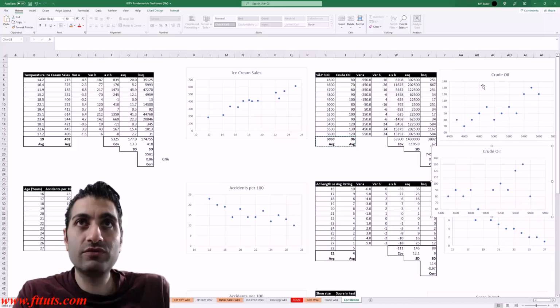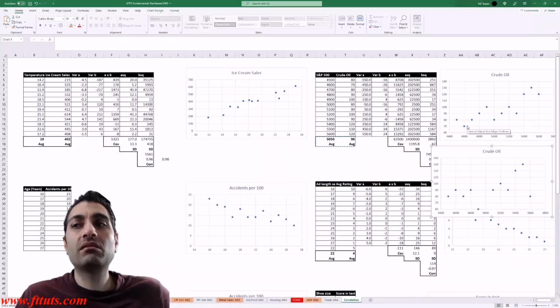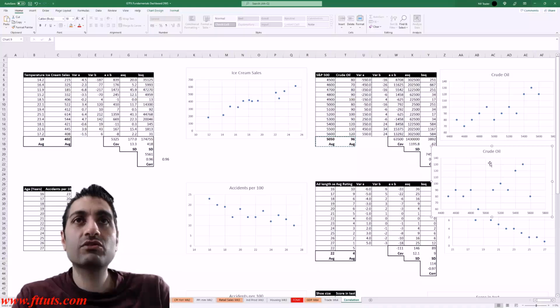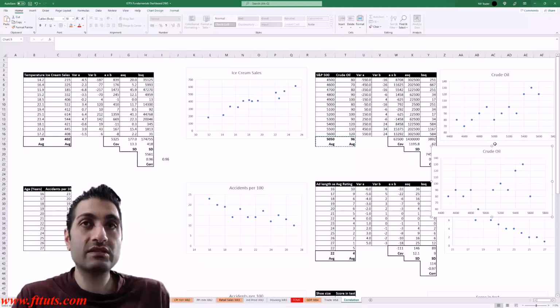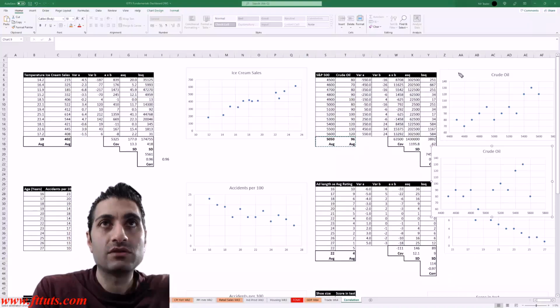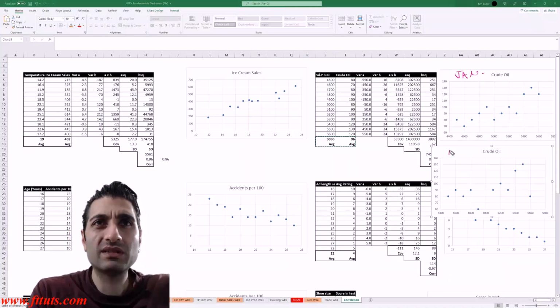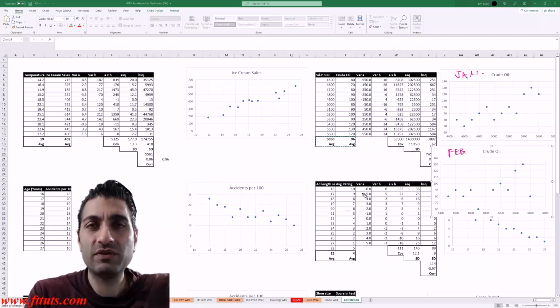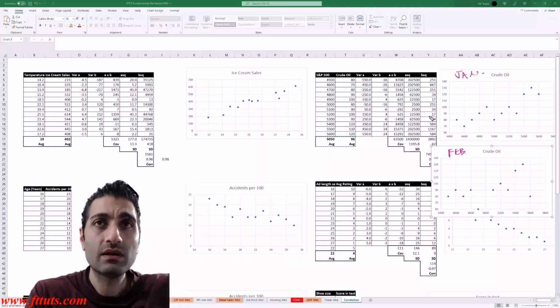See, this is crude versus S&P, say in January. This is crude versus S&P in February. We need to really think about this. So this, I'm just making this up. This could be January. I don't know when this data was. January versus February. Okay.